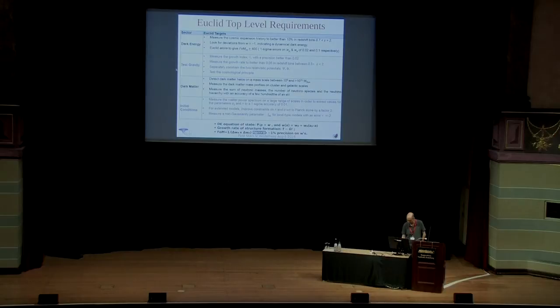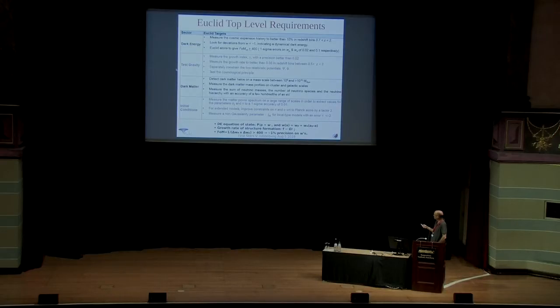So in total, Euclid will measure the shapes, shear, and photometric redshift with 5% accuracy of 1.5 billion galaxies over 15,000 square degrees. So here are the top level science requirements. I'm not going to go through all of them. So this is just to mention the main scientific questions that Euclid will address.